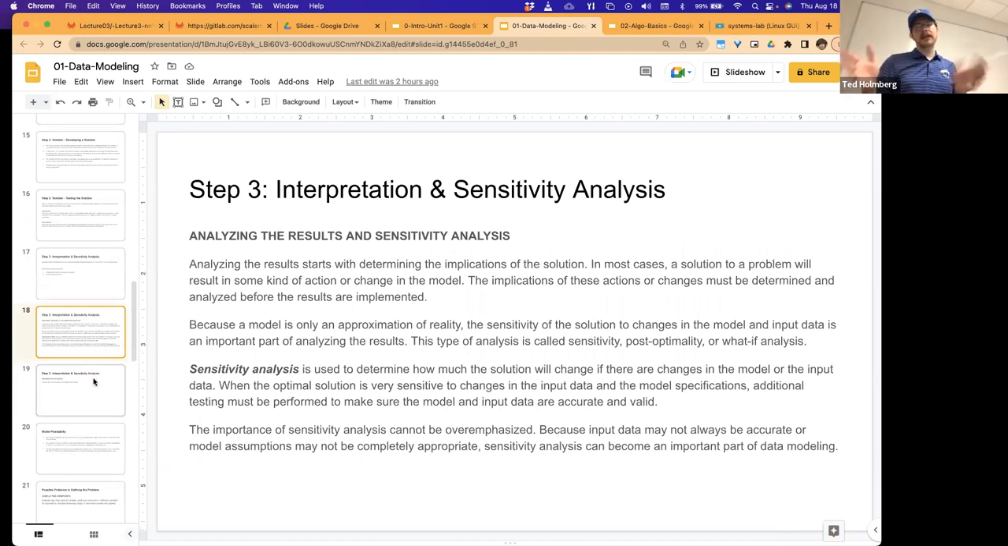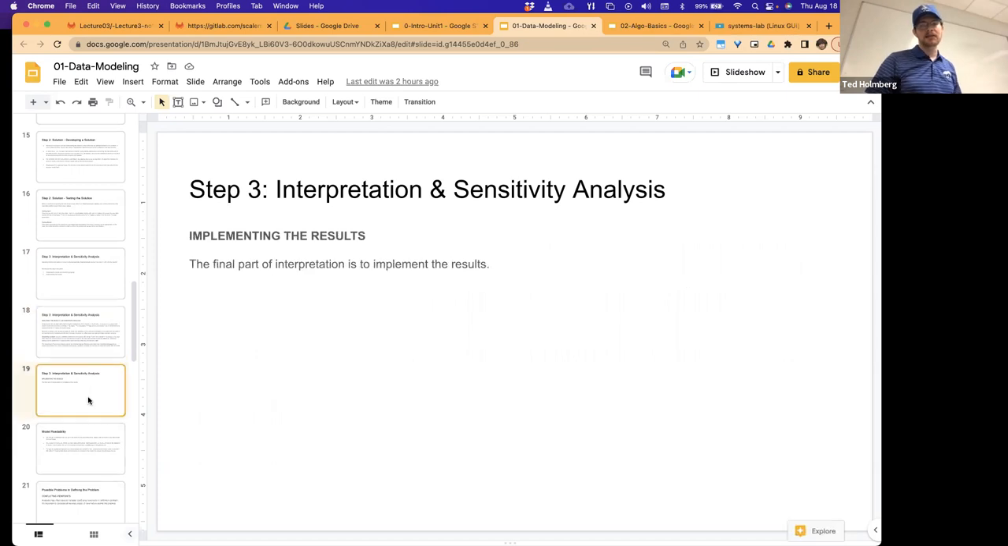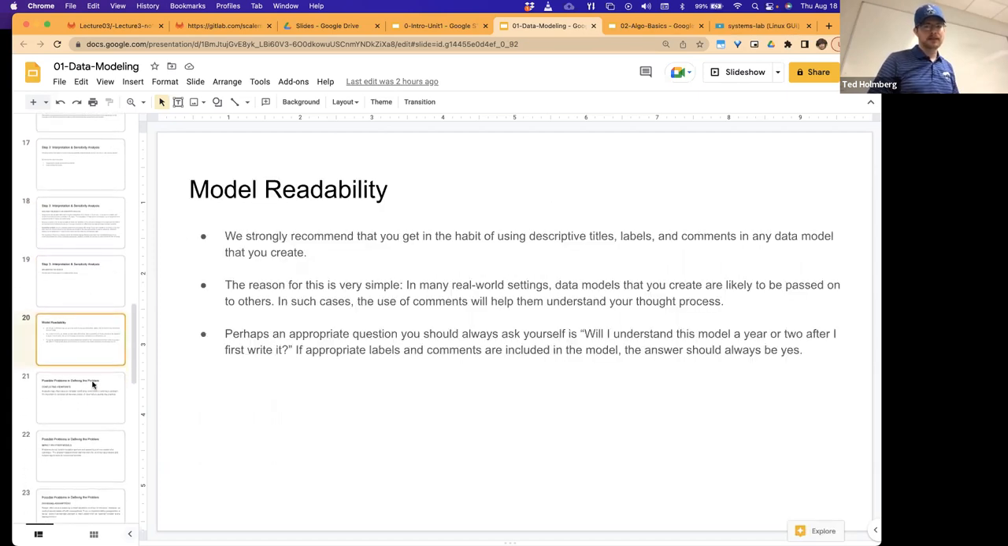And then again, you can have the concept of ambiguity there. So you can ascertain how much ambiguity there is, which is what your sensitivity analysis is. But I'm not so worried about that.